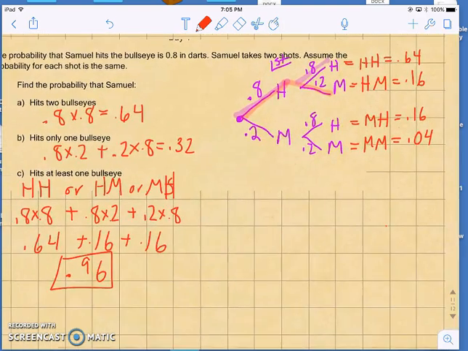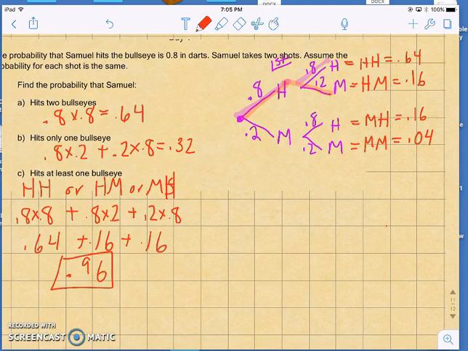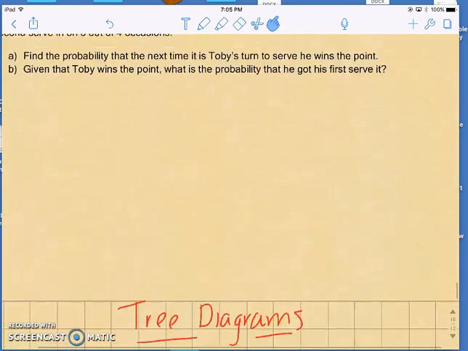So when you take a look at this, if we want to know he hits 2 bullseyes, that's a double hit, 0.64. He hits only 1 bullseye, so 1 bullseye would be 0.16 and 0.16 for the 0.32. And hits at least 1: hit hit, hit miss, and miss hit.